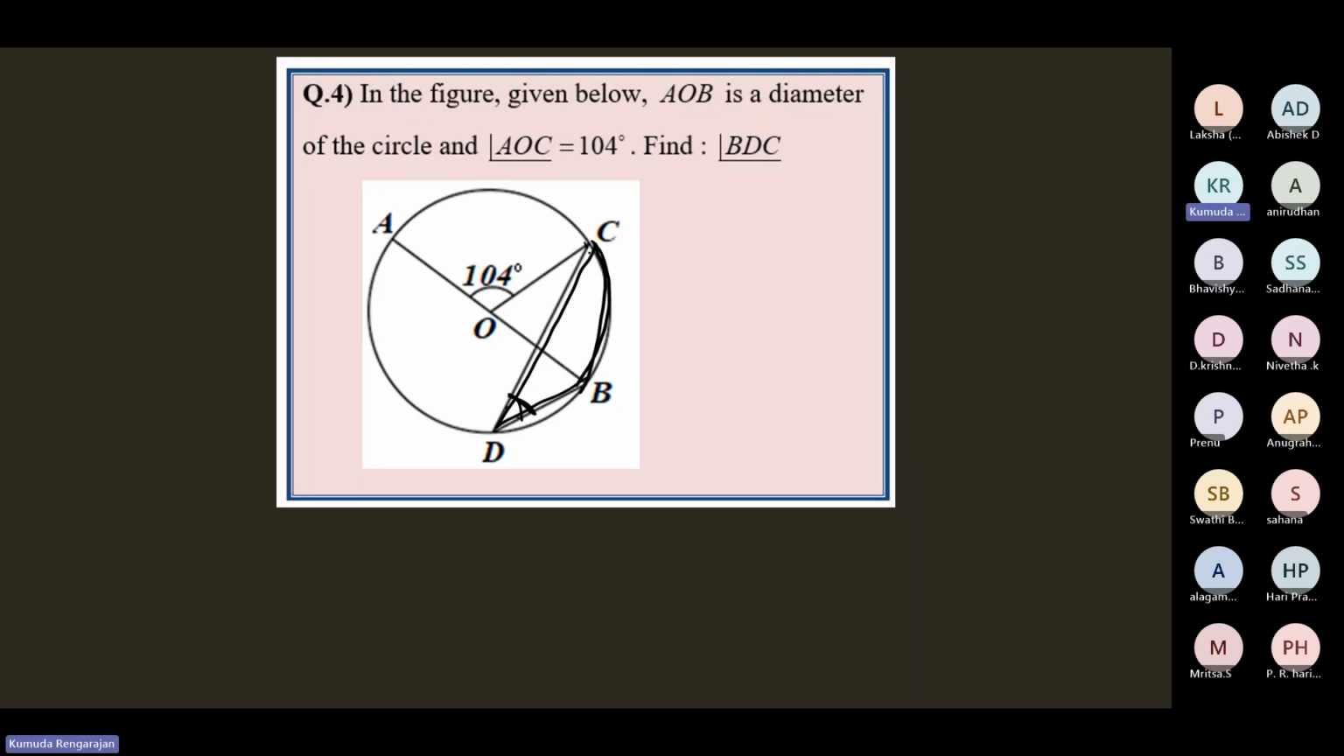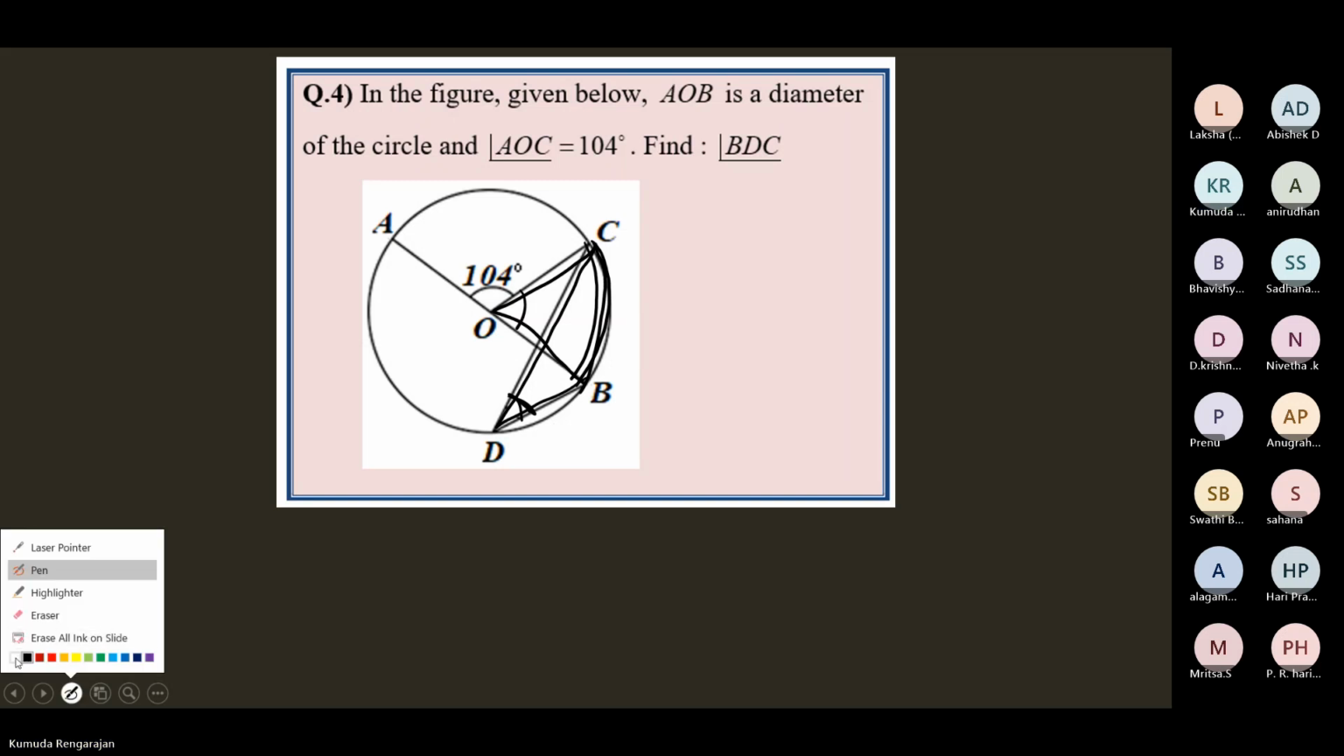The same arc BC subtends angle BOC at the center O. We have understood in the last class that it's very easy to make out the angles subtended by the same arc at the center and on the circumference. The name of the angles. See, one is angle BDC, the other is angle BOC.